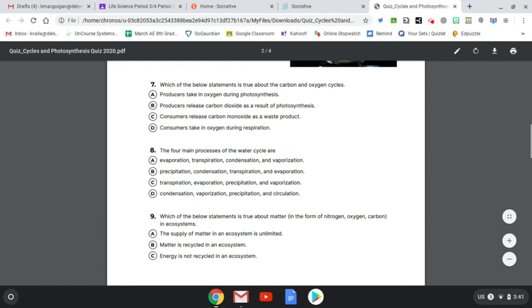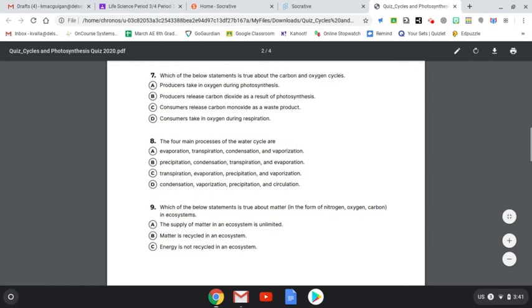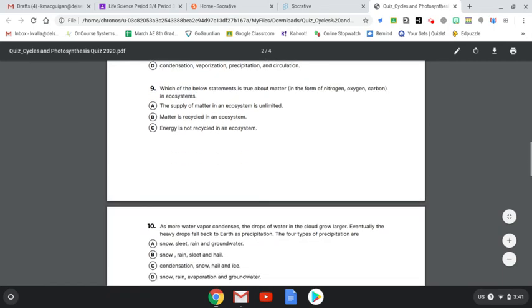Number nine, which of the below statements is true about matter in the form of nitrogen, oxygen, carbon in the ecosystems? Is it A, the supply of matter in an ecosystem is unlimited? Is it B, matter is recycled in the ecosystem? C, energy is not recycled in an ecosystem?